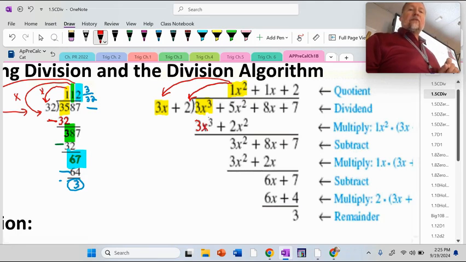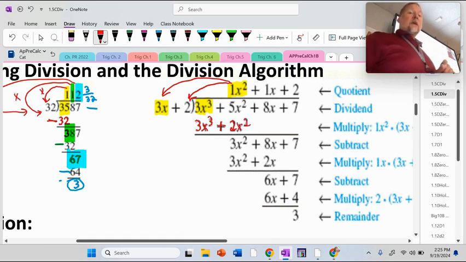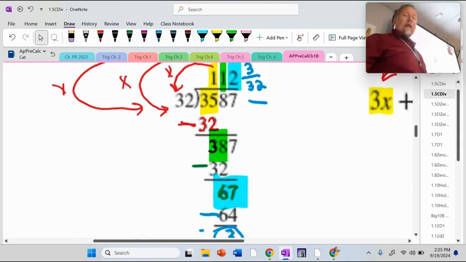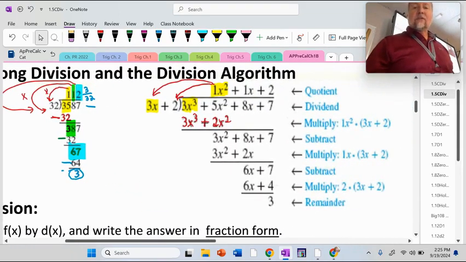3x cubed. I don't want to have to do this every time. It actually makes it look horrible. Plus 2x squared. X squared times 2. And then what do we do right here, everyone? Everyone say it. What operation? Grade school says subtract.